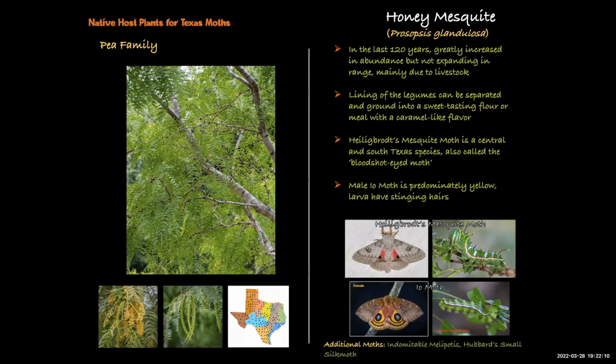The moths that use this tree are a fair number, but the ones we have pictured here are Heliogabrot's mesquite moth, which is a South and Central Texas species. You can see its hind wings have that bloodshot look, and so it's also called the bloodshot-eyed moth. And then there's the Io moth. The female there, as you can see, is kind of a purplish brown, but the male is predominantly yellow, but they both have those gorgeous eye spots on the hind wings. You have to be careful with these, however, because their larvae have stinging hairs, so they shouldn't be handled.